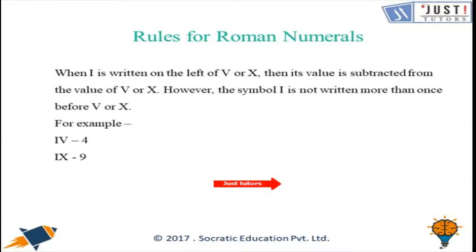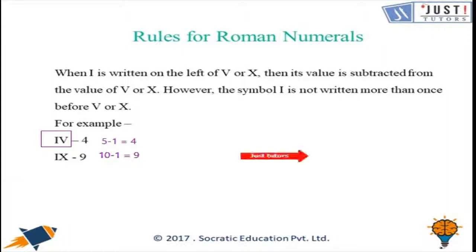Likewise, when I is written on the left of V or X, then its value is subtracted from the value of V or X. For example, if I talk about this 4, I is a smaller symbol which is written before a bigger symbol, which means take away, which is 5 take away 1, that gives you the value 4. The same case is here, where you're writing I in front of X. I is a smaller number and you're writing it before X, which is 10 take away 1, that gives you the value 9. So that was all about different rules related to Roman numerals.